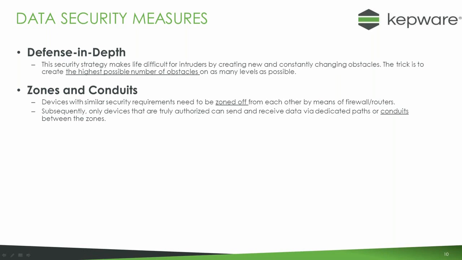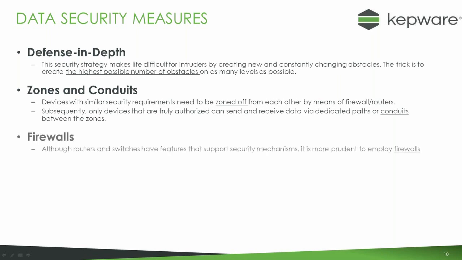into zones that have similar security requirements, and then you can create dedicated, secure conduits between those zones. And instead of using routers and switches, use more firewalls than perhaps you would normally do, because you can use firewalls to block a lot of things from happening, which switches and routers don't have the ability to do. So those measures can be very, very effective.